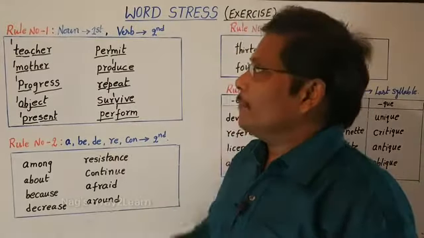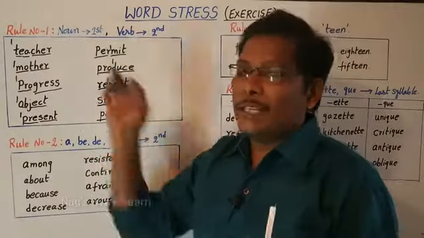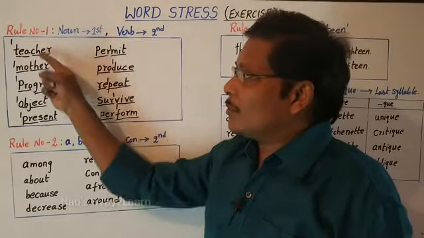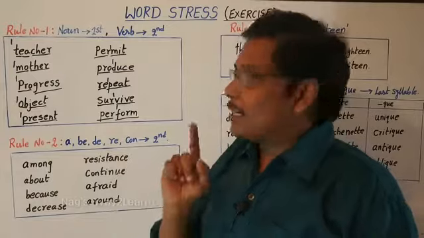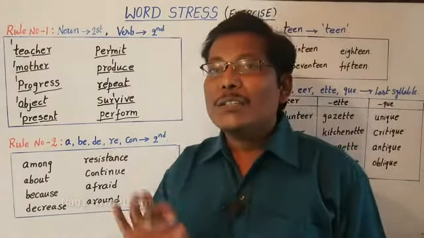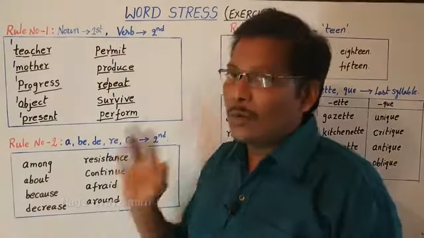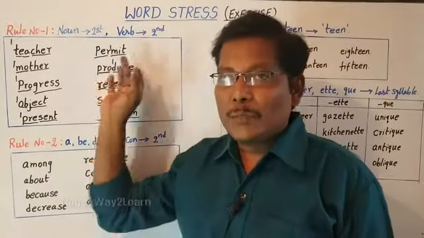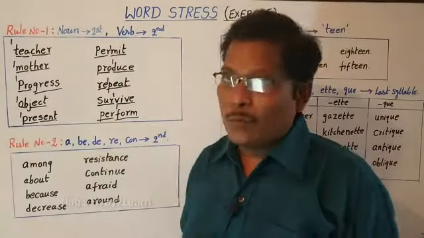So in this way, in rule number 1, if you see any noun, that means some naming word, the stress should be on the first syllable like this. If the word is a verb, the stress should be on the second syllable like that. This is just a general rule, but sometimes there may be some exceptions. For nouns, the stress is on the first syllable. For verbs, the stress is on the second syllable. This is rule number 1.